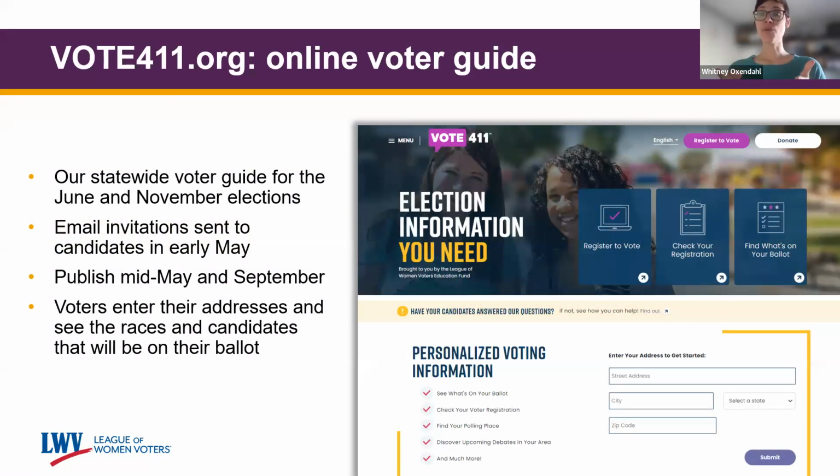So our statewide voter guide for the June and November elections covers all the candidates in the state for those elections. So it's a number of candidates. And then we have to wait for the filing deadline and the final list of candidates. And when we have that, we email invitations to candidates in early May. So expect to see an email from us inviting you to fill this out, answer the questions, and upload your photo. Then we publish in mid-May for the June election, and then we publish again in September. And we keep the questions the same and just republish them if you fill it out.